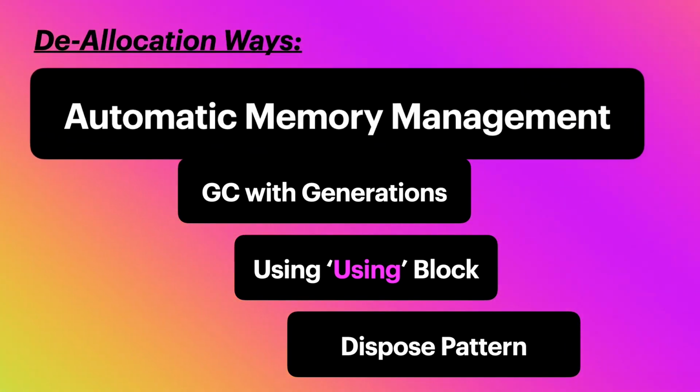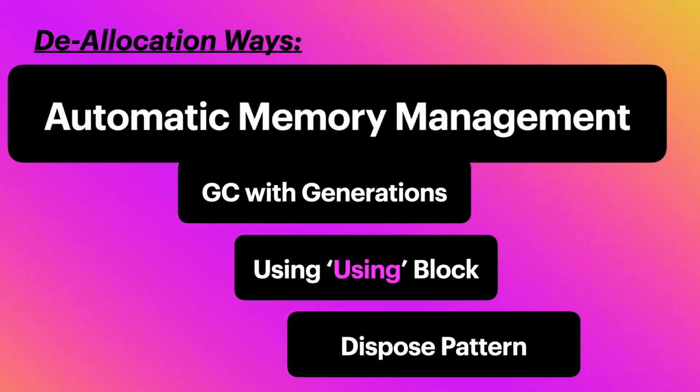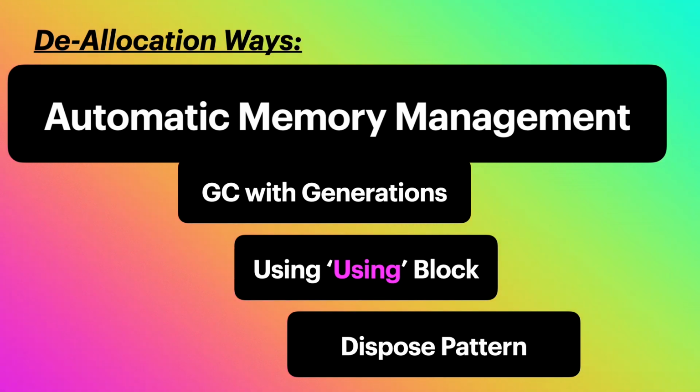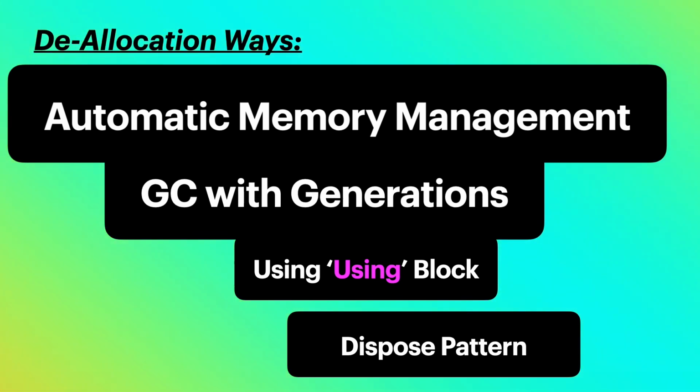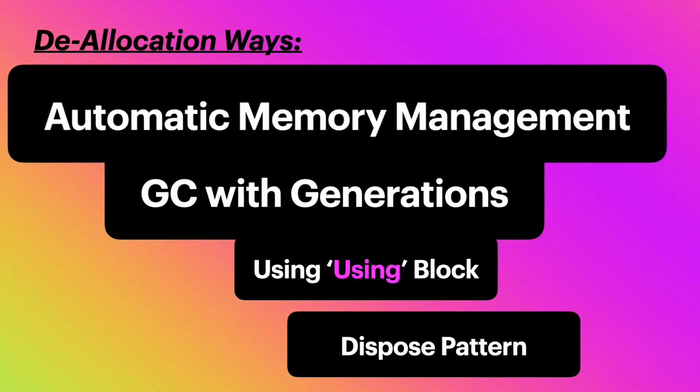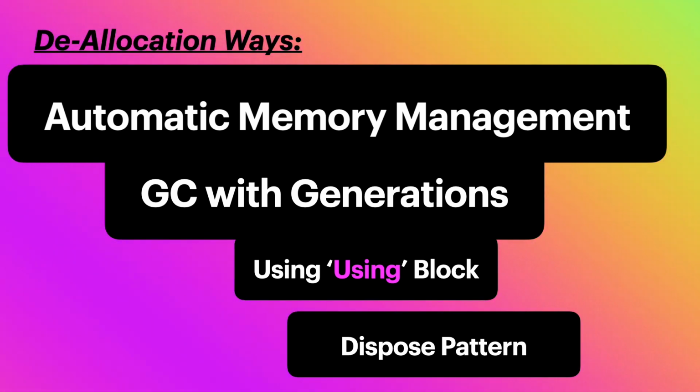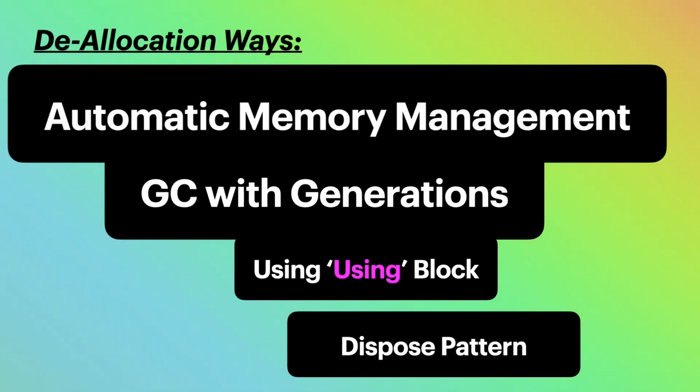First comes automatic memory management. Here the programmer does it manually by assigning the null value to the objects, and it's very simple. Next comes the GC with generations. It divides objects into generation 0, 1, and 2. So we have 3 generations particularly, and we will see it in some more detail later. It is used to optimize performance based on object lifespan.